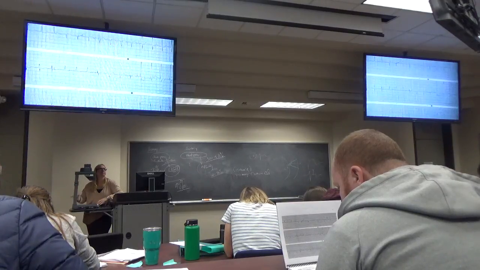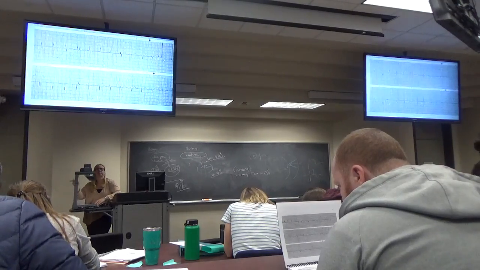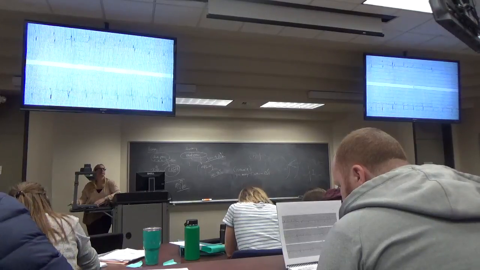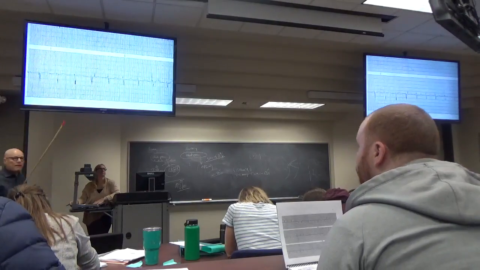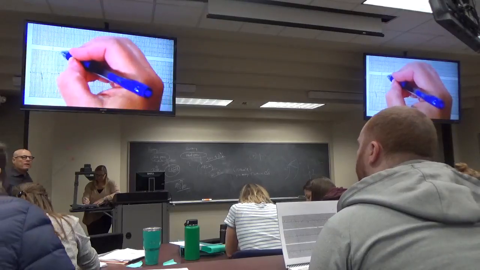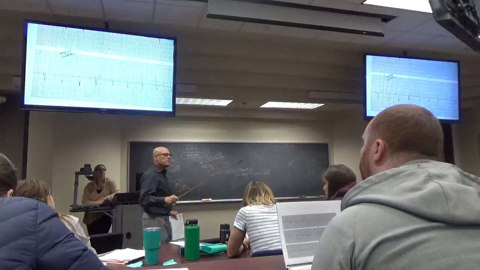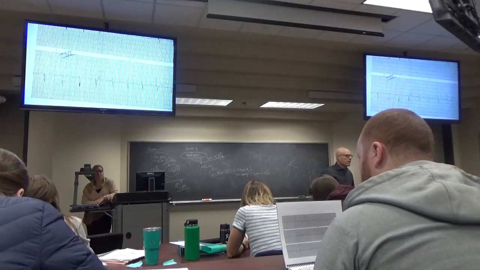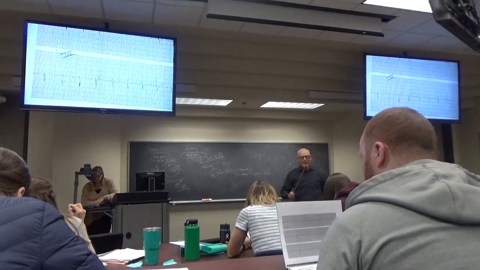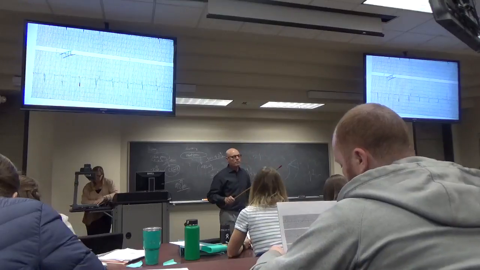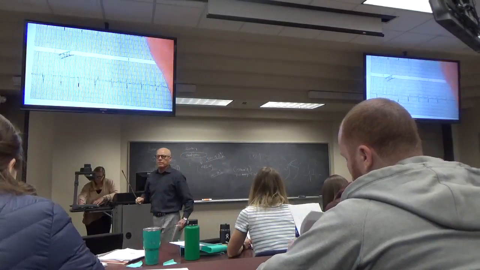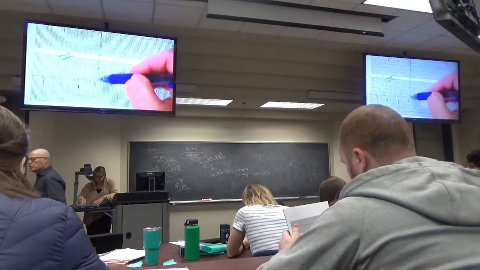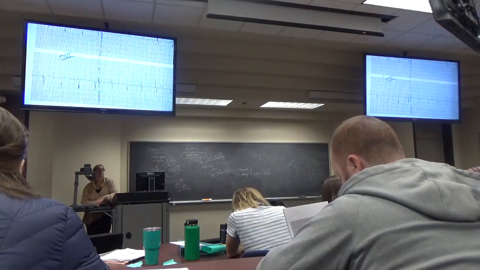Can't see them. They're there, but you can't see them. Can't see them in lead one either. So look at lead three. The reason I'm going to look really, really hard for P waves is that nothing else makes sense besides a sinus rhythm. It's not irregularly irregular. The QRS isn't wide. It's not slow enough to come from the AV node. It's not slow enough to come from the ventricle. This is too regular. I've got to find P waves.